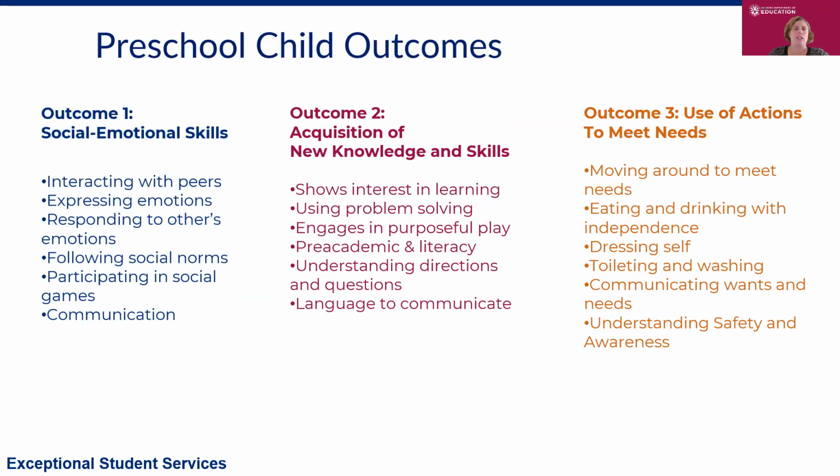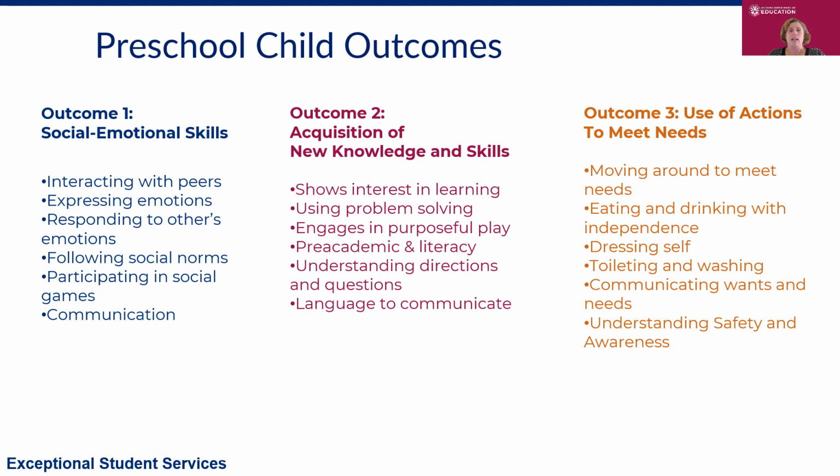What is reported to the Office of Special Education Programs is outcomes in 3 different areas. The first area is the social emotional skills. That includes interacting with peers, expressing emotions, responding to others' emotions, following social norms, participating in social games, and social communication. The second outcome area is acquisition of new knowledge and skills. This is demonstrated by showing interest in learning, using problem solving, engaging in purposeful play, pre-academic and literacy skills, understanding directions and questions, and the language that children use to communicate.